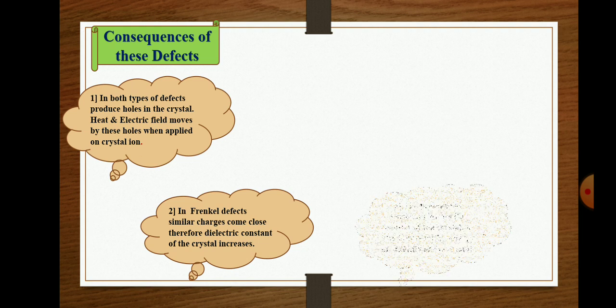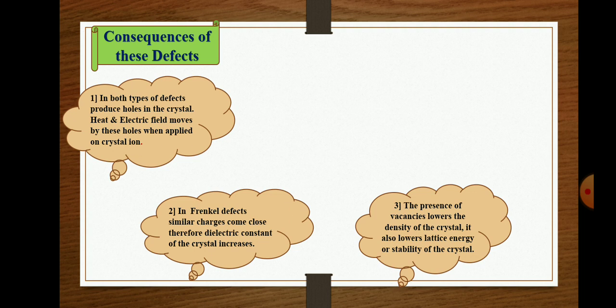Number 3 consequence, the presence of vacancies lowers the density of the crystal. It also lowers lattice energy or stability of the crystal. As vacancy is created in the crystal, absolutely the density of the crystal also decreases. It is observed that as density decreases, the lattice energy or stability of the crystal also decreases.